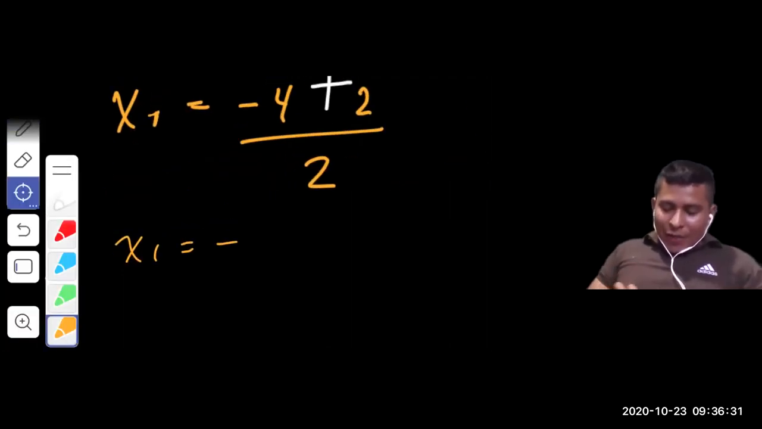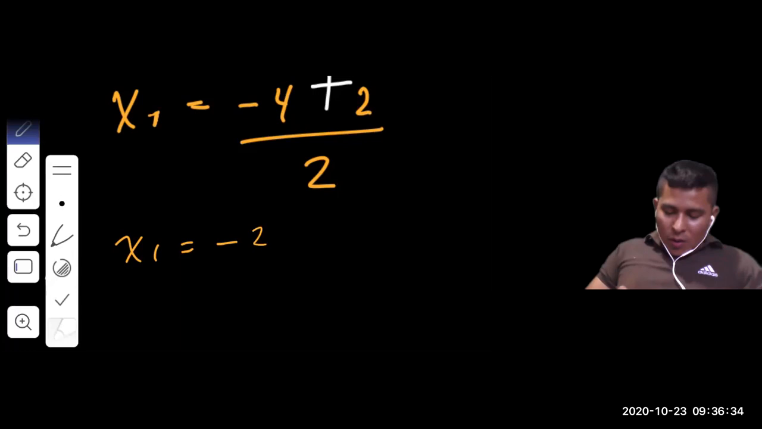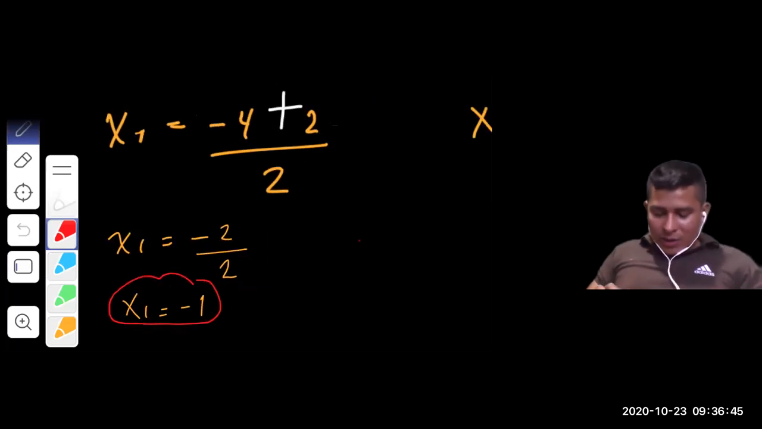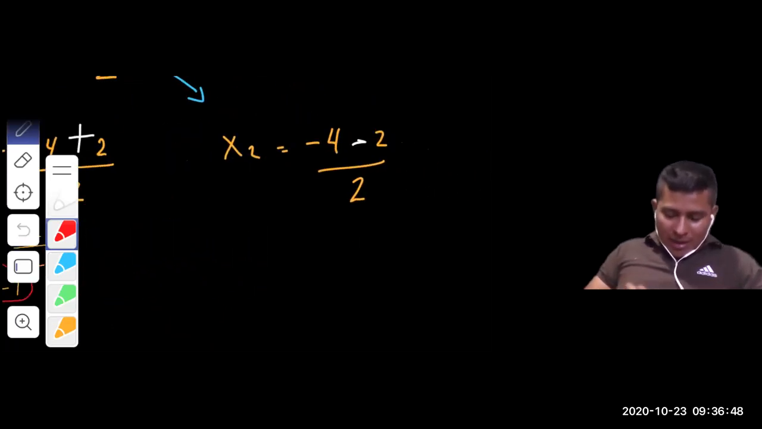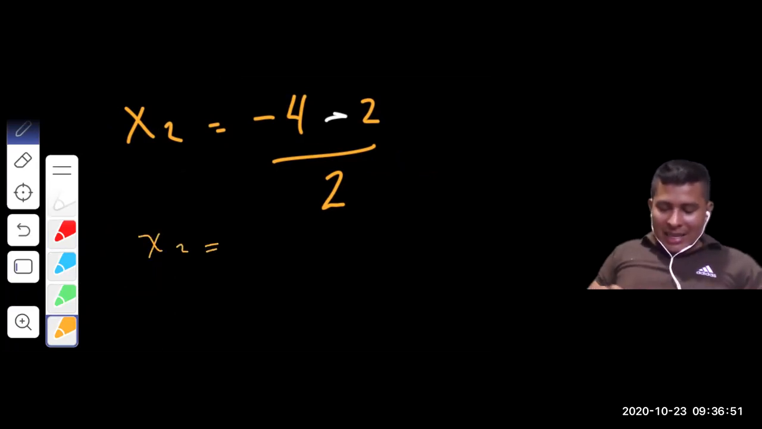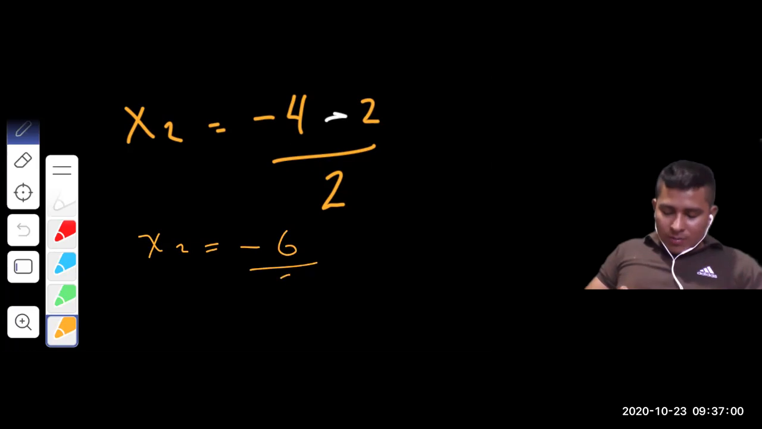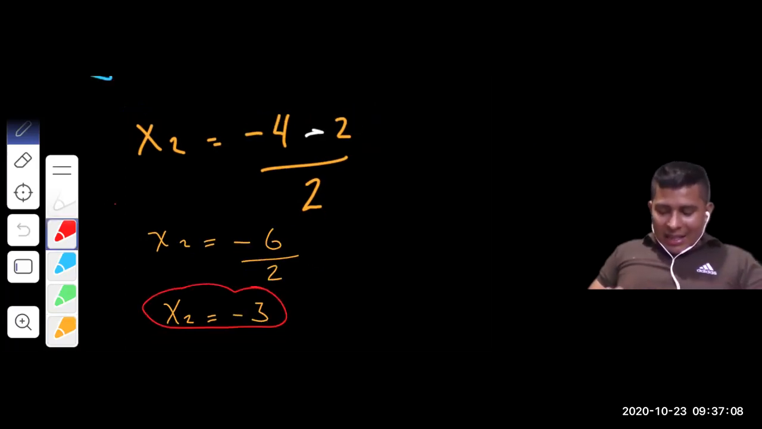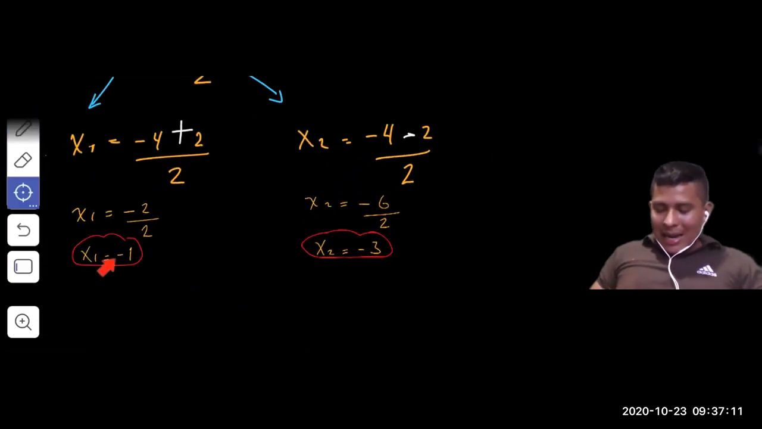Okay, let's simplify, guys. -4 plus 2 is -2. -2 over 2. Let's simplify that. What is that? Negative 1. Thank you. Okay, let's go to the other side. We got a first solution. Let's go to this one. x2 is going to be equal to what, guys? -4 and -2 is? -6. We copy the sign and we add the numbers, -6 over 2. x2, solution 2, is going to be what? -3. And these are my solutions: x equals -1, and x equals -3.